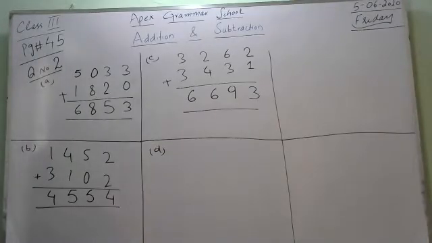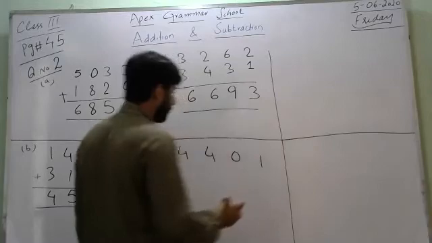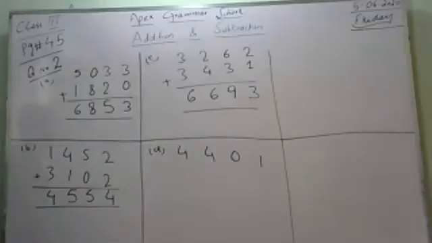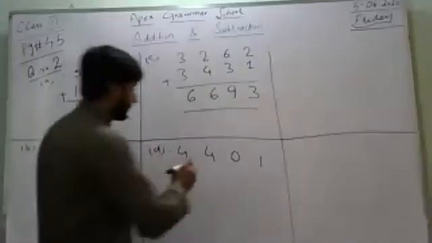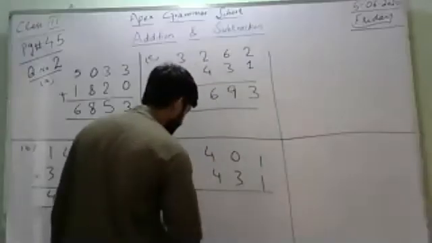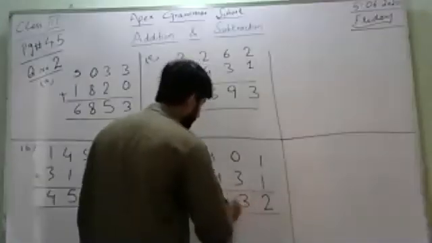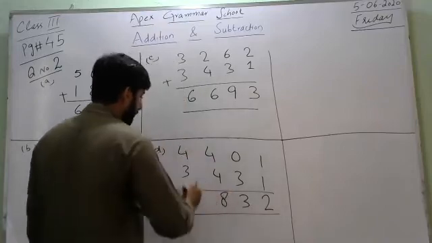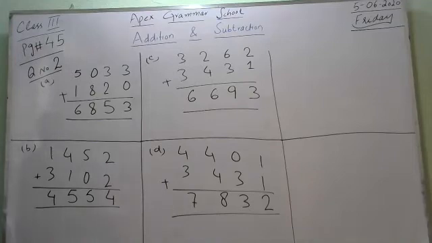D part, 4, 4, 0, 1. Next number is 3, 4, 3, 1. 1 plus 1, 2. 0 plus 3, 3. 4 plus 4, 8. 4 plus 3, 7. The 4 parts I have done for you from page number 45. So students, remaining 4 parts you have to do by yourself.